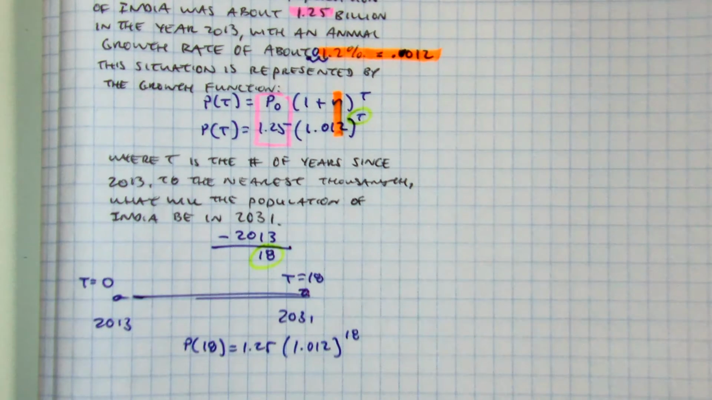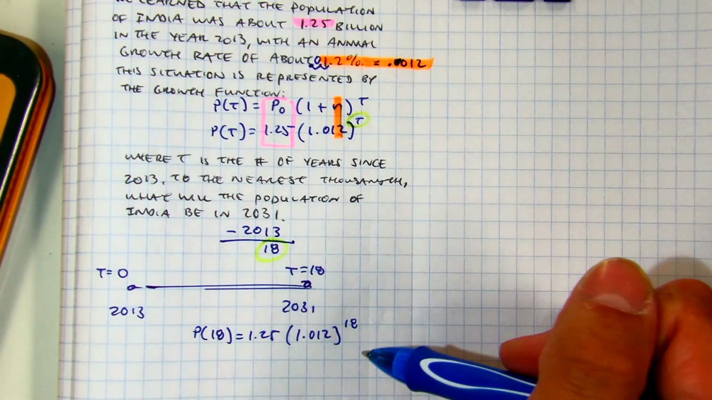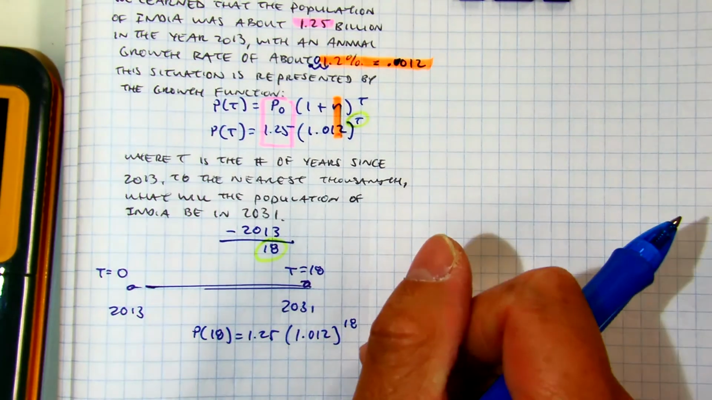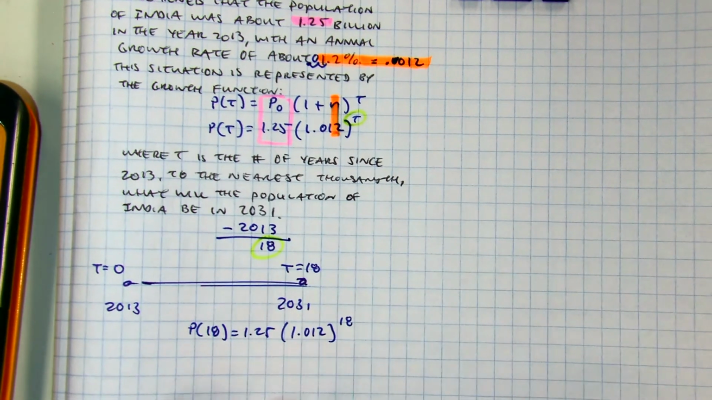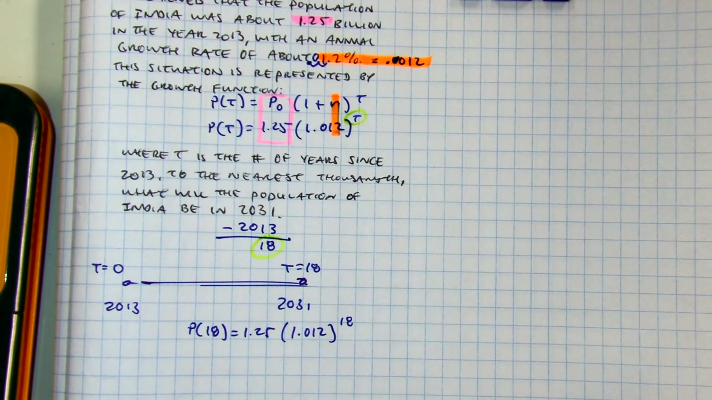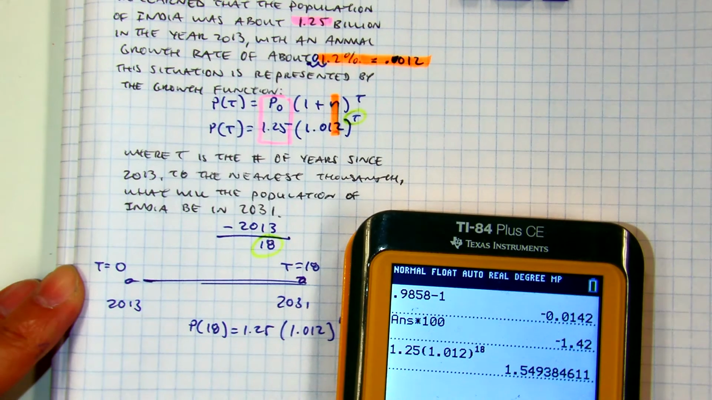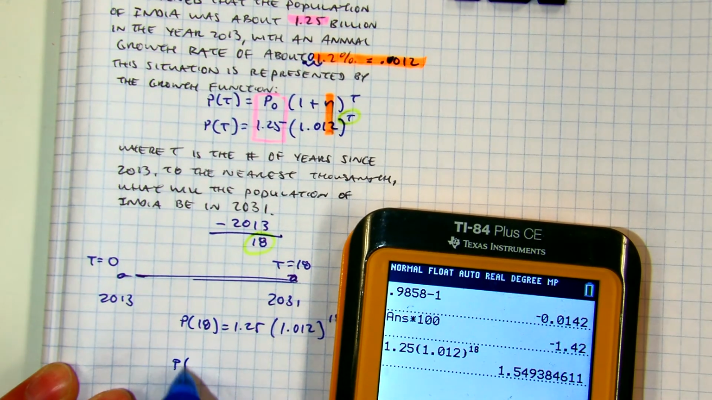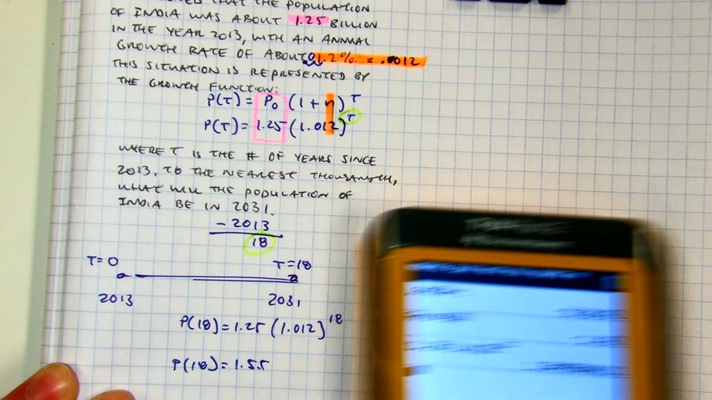Everyone say calculator ready equation. We're going to be doing more problems in the calculator, and I don't want to see just answers. I actually don't want you to touch the calculator until the very end. I want to see this. Let's put in our calculators. My calculator is good. So in 18 years, the population is 1.55 billion.